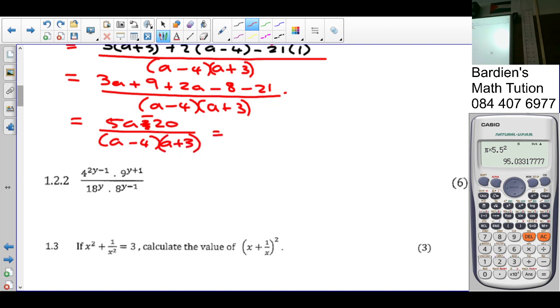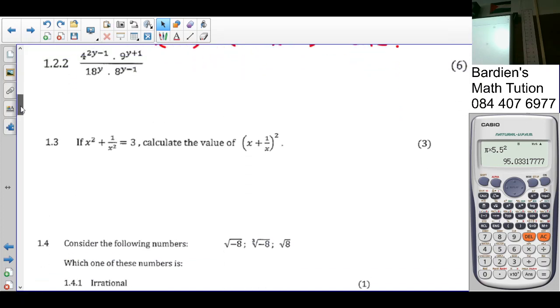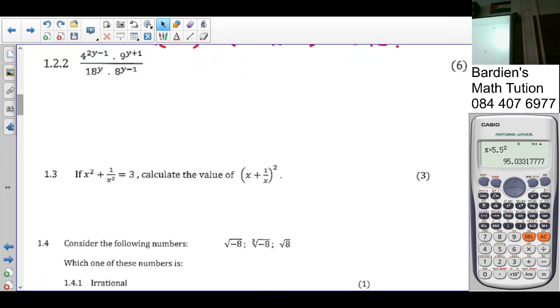Now what? Common factor of 5. You know what I'm left with? Over a minus 4, a plus 3. What's going to happen now? Cancel. So it's going to be 5 over a plus 3. Any confusion here? You all okay with that? So far so good, you would have bagged all those marks, no? Let's see, you'll find out.